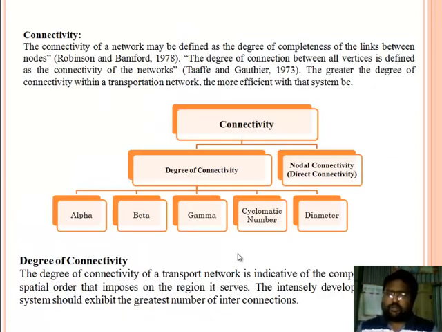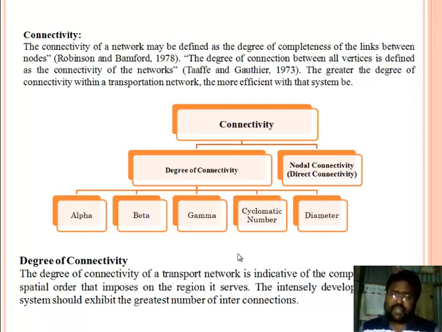Now we'll talk about connectivity. The connectivity of a network may be defined as the degree of completeness of the links between nodes. The degree of connection between all vertices is defined as the connectivity of the network. The greater the degree of connectivity within a transportation network, the more efficient that transportation system will be.